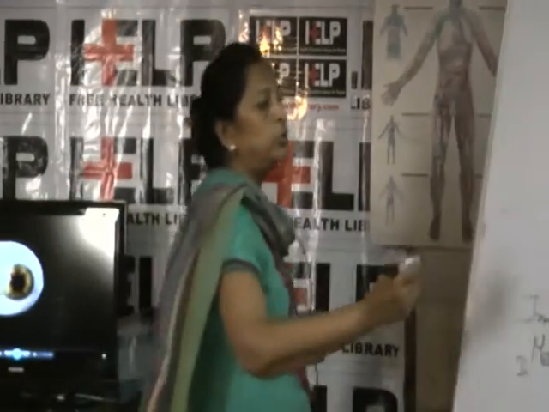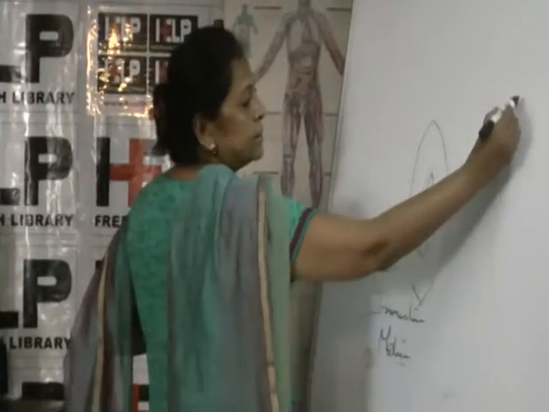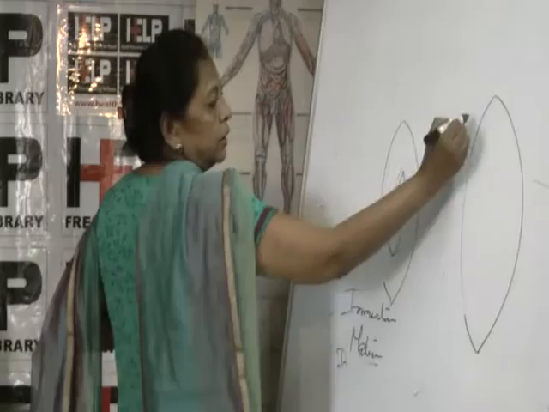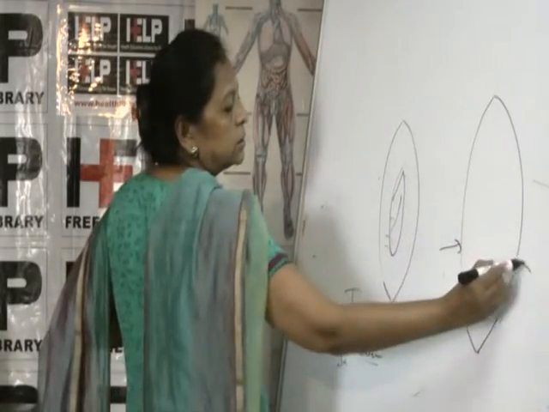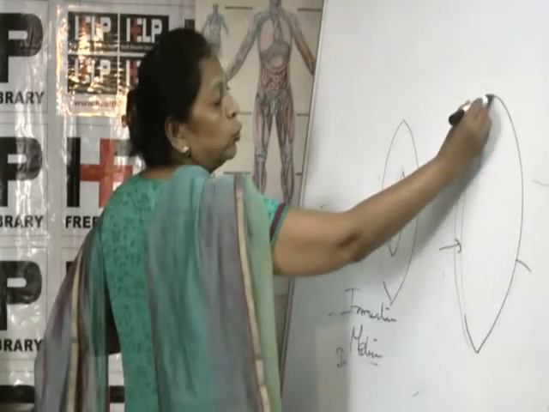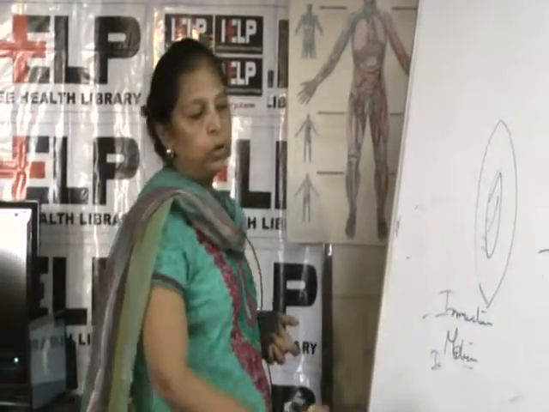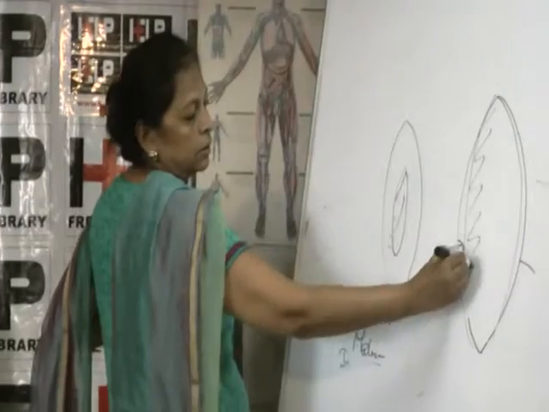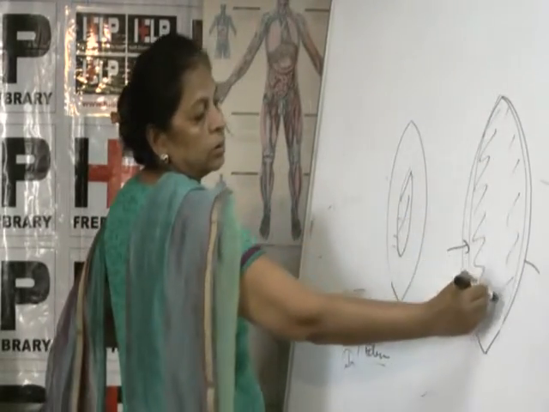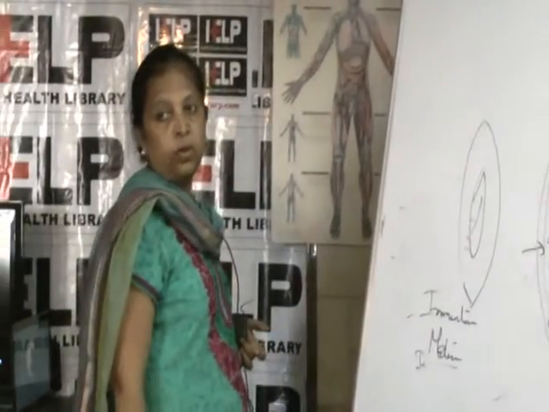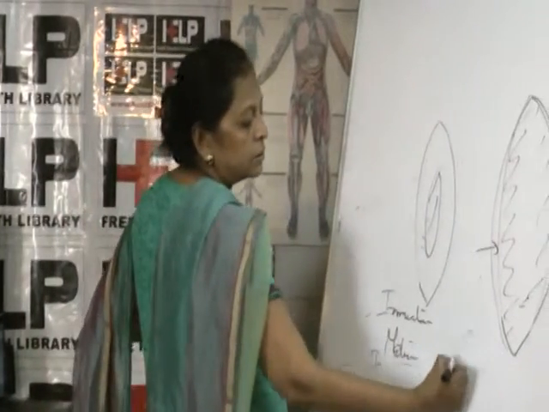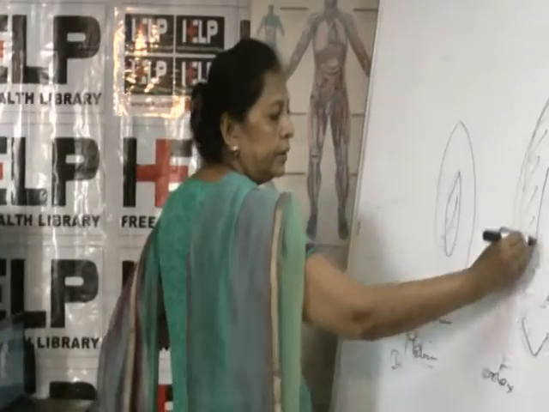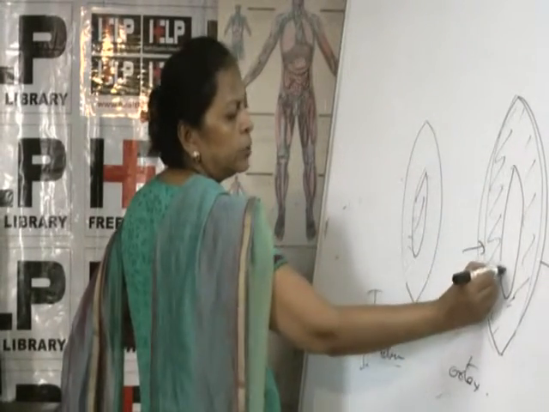If I want to tell you a little bit about the lens, what are the different parts of the lens? This is known as a capsule, anterior capsule and posterior capsule. Then just behind the capsule there is a cortex. Cortex, C-O-R-T-E-X. And in the center, a little harder area, and that is nucleus.